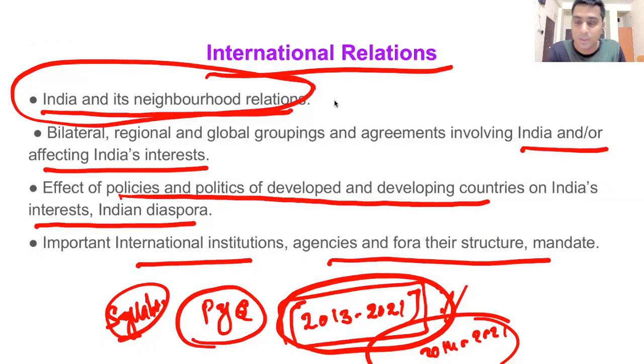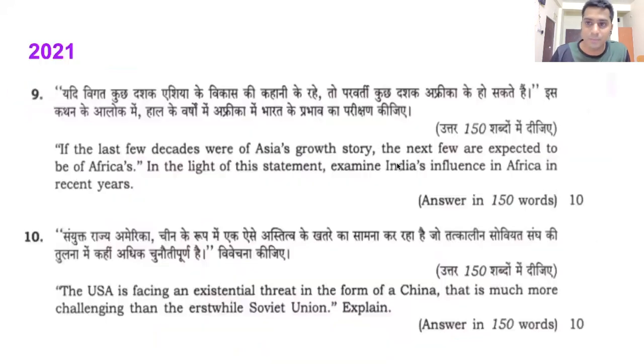India and its neighborhood, bilateral, regional and global groupings and agreements involving India and affecting India's interests, effects of policies and politics of developed and developing countries, and important international institutions. Look at these questions now.